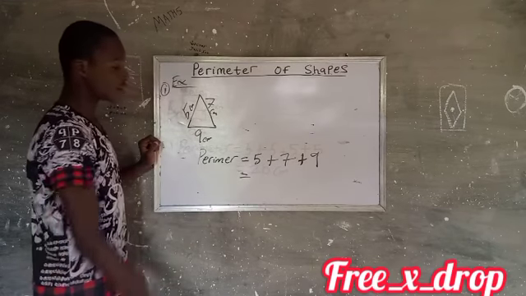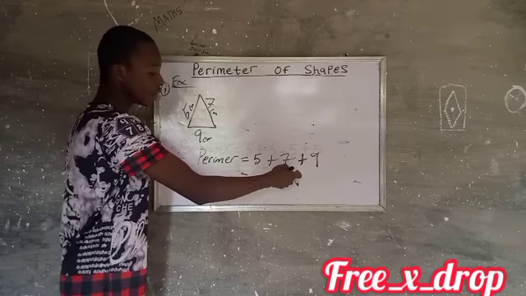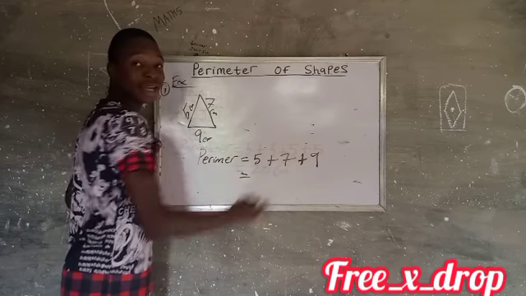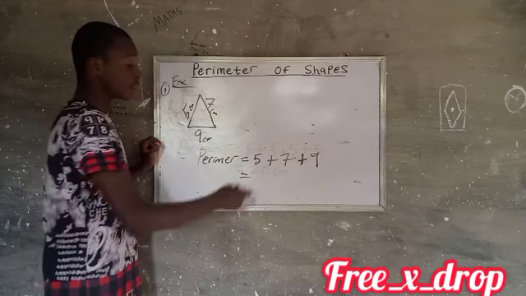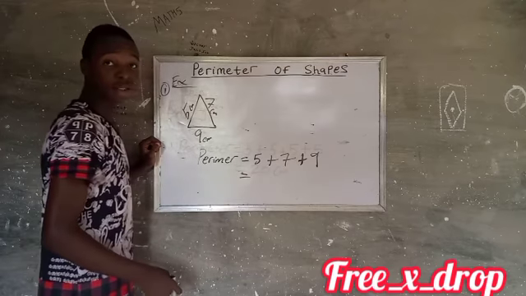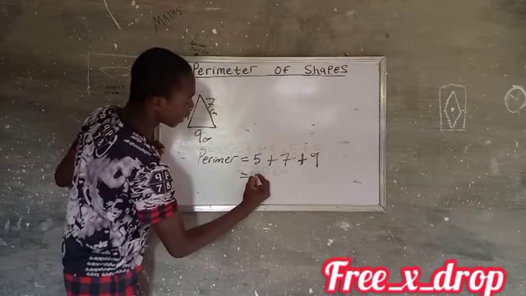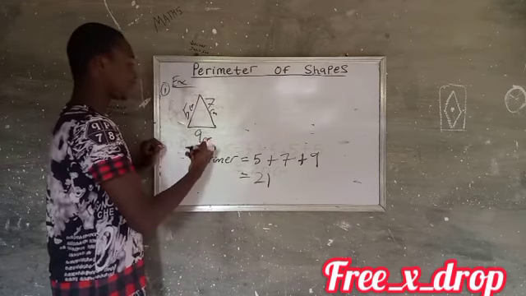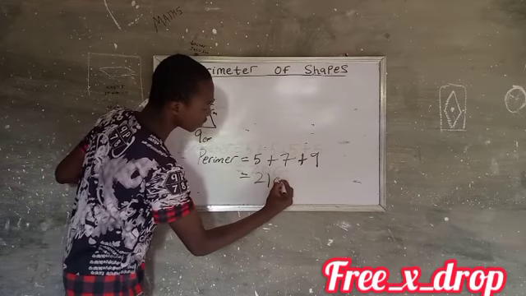What will this give us now? 5 plus 7 is 12. 12 plus 9 is 21. So what do you simply get here? We have 21. They are all in centimeters, so you have centimeter.